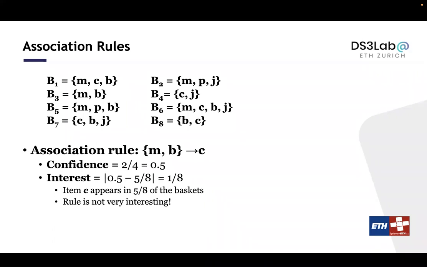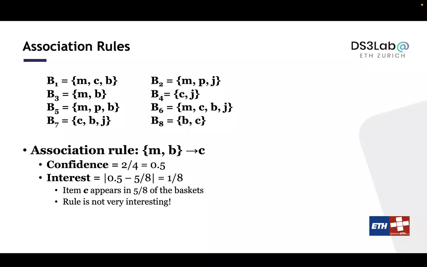So that's the assumption. If you look at the interest, how do you compute that? You take the confidence 0.5 and compare it with the probability of the right-hand side, C. By knowing nothing, what is the probability that C is going to happen? In this case, the support of C equals 5, because B1, B4, B6, B7, B8 contain C. You divide that by the total number of transactions, and you get 5/8. If you compute the difference, the interest is 1/8 in this case.